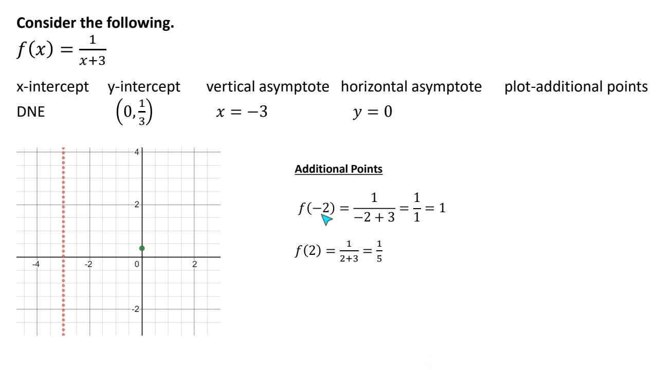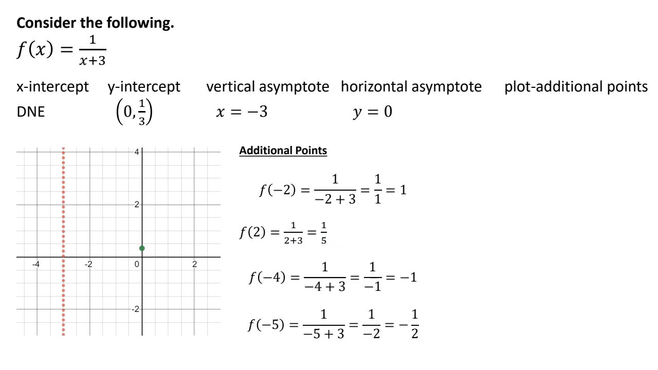So we can plot some points on the right side of the vertical asymptote. If I have -2 and I plug it in, then we get 1. And if I have +2 and plug it in, we're going to get 1/5. And so that's going to look like this. That's going to tell us what happens on the right side of the line.